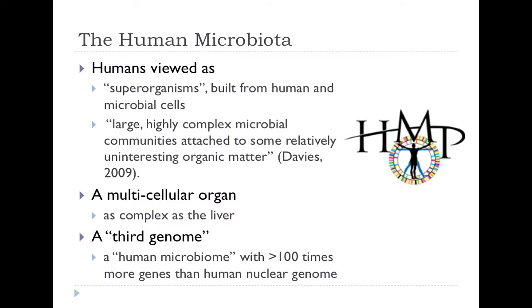But there is a lot of interest in this human microbiota. People say it's a multicellular organ, in effect, as complex as the liver. And in terms of its genome, the microbiome, as it's called, which is all those organisms that are in the microbiota, plus their genes and genomes, that comes out as over 100 times more genes than your so-called human genome. For those of you who are wondering where the second genome is, it is obviously the mitochondrial genome, which is in fact a bacterial genome as well.